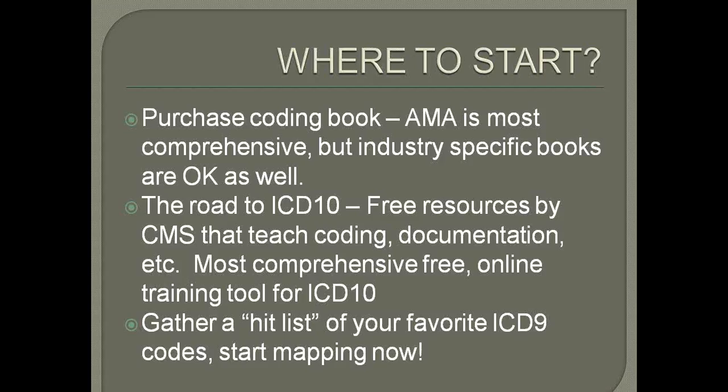Now, obviously, if you're a specialist and you don't really need a big giant coding book for all 68,000 codes, and you're looking for a specialty coding book, you can certainly purchase an industry-specific book for your type of specialty, and they're fine. Just make sure that any coding book you purchase will give you indication of whether you're supposed to code to the highest level of specificity. And the AMA coding book very clearly states you code this to the 7th digit, you code this one to the 6th, and so on and so forth.